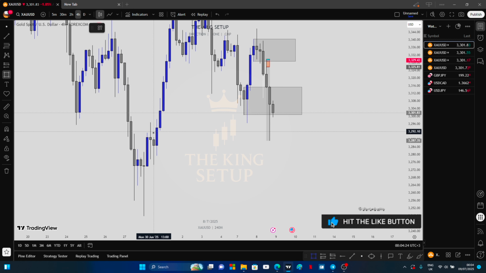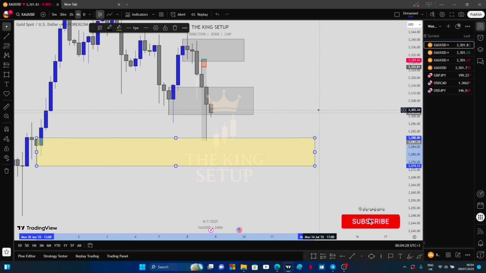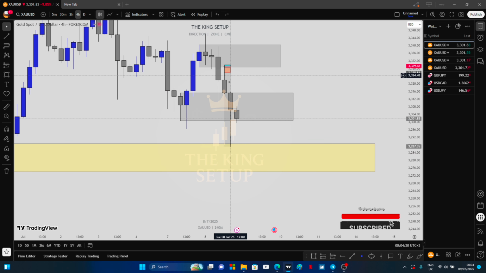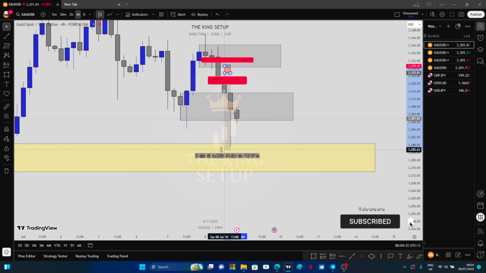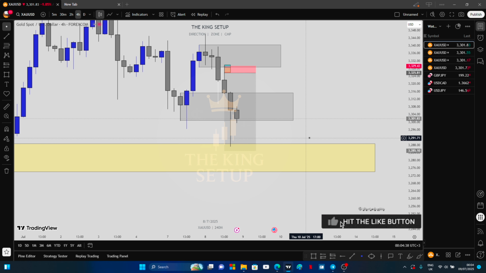So this was my final target. That is where the TP was taken. But still I'm holding some positions here because I was expecting the market to hit 400 pips, though the market failed.